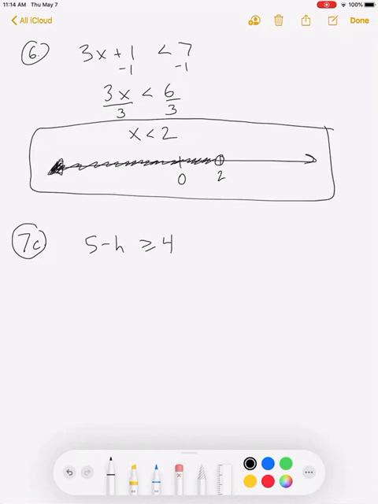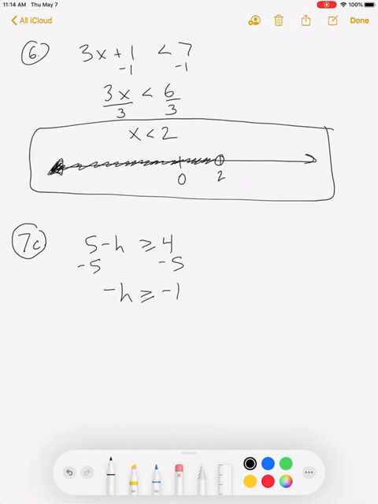On question 7c, the twist on this is that you have 5 minus h. So the variable h is actually negative as it exists right now. And you don't want to have it end up being negative. So I'll show you what I mean. If we subtract 5 from both sides, you're left with negative h is greater than or equal to negative 1. Well, that's not very useful for us. This means the opposite of h is greater than or equal to negative 1. We don't want to know what the opposite of h is greater than or equal to. We want to know what h is equal to.